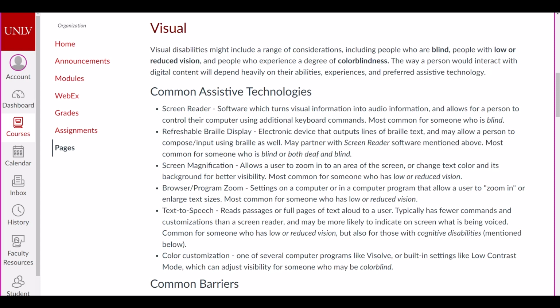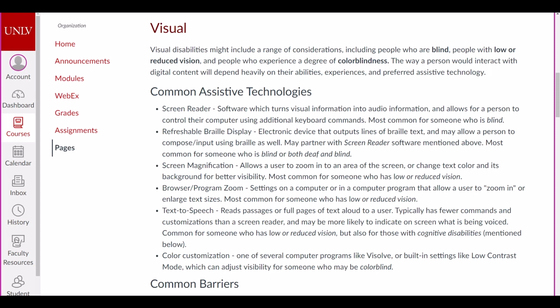Text-to-speech. Text-to-speech reads passages or full pages of text aloud to a user. This typically has fewer commands and customizations than a screen reader, and may be more likely to indicate on screen what is being voiced. Most common for someone who has low or reduced vision, but also for those with cognitive or learning disabilities mentioned below.